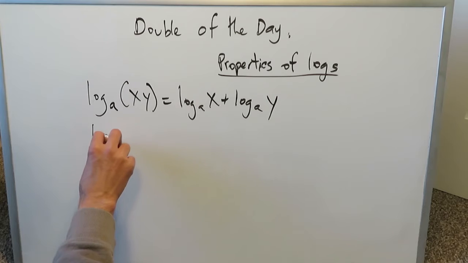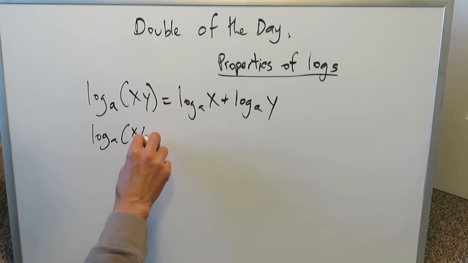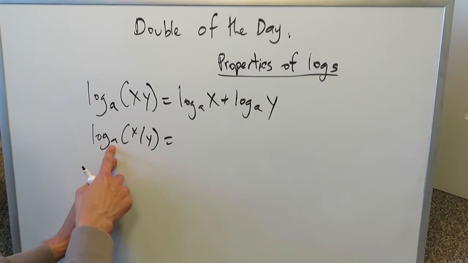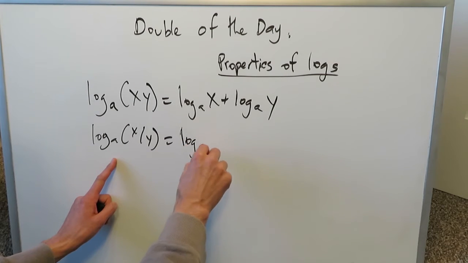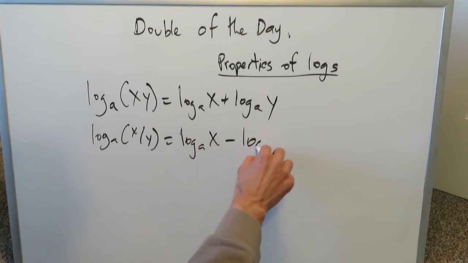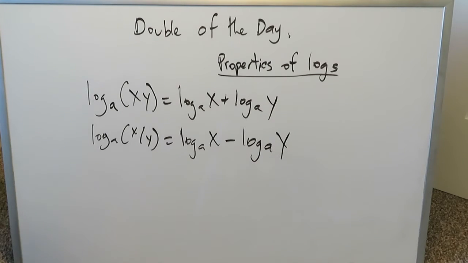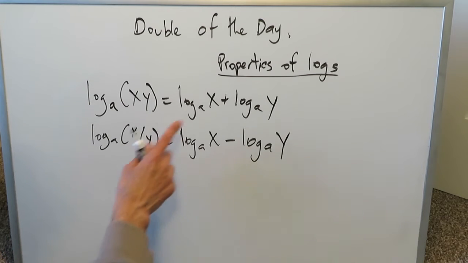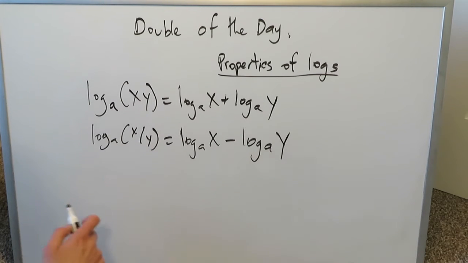How about this? Log base a, and you have here a quotient. When you have a quotient of an expression or variables under a common log, you can separate them out by a difference, which is a minus sign, and that's a very useful property. See, what is a product in logs becomes a sum or a plus. What is a quotient in logs becomes a minus sign.